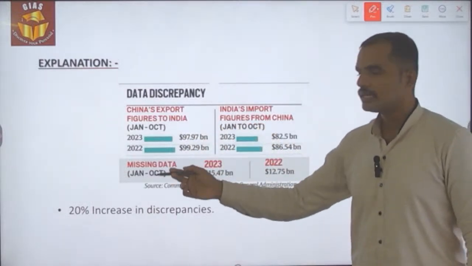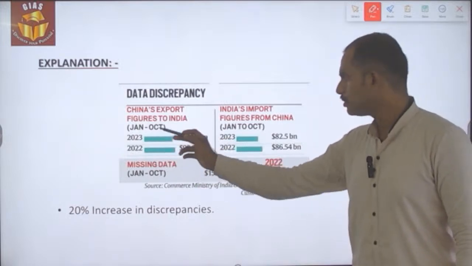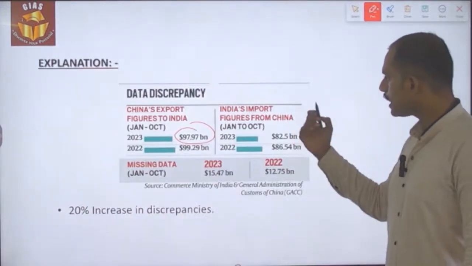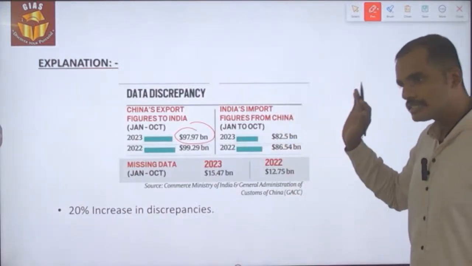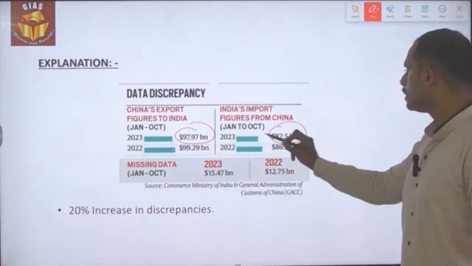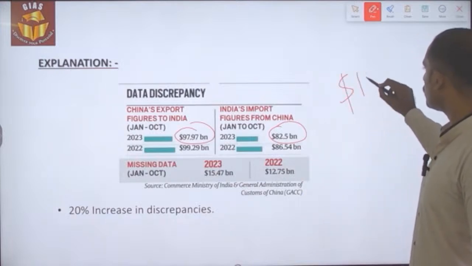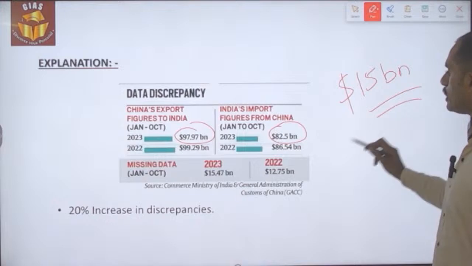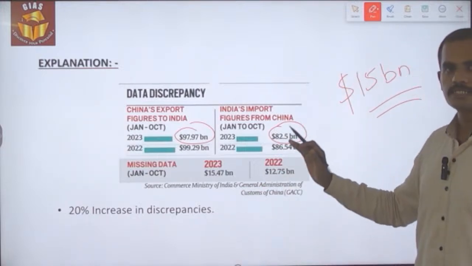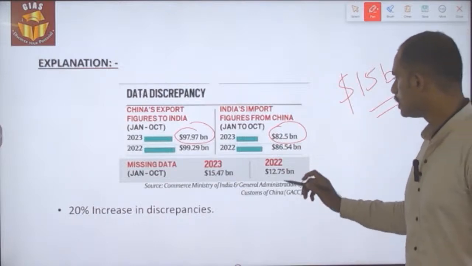See, this is the data of China's export figure to India, where you can see that during the 2023 January to October period it is $97.97 billion. But in the case of the import from China during the same period, according to the data officially announced by India, it is $82.5 billion. So we can see that there is some $15 billion discrepancy, that is about 20%. This discrepancy is a 20% rise over the previous year's discrepancy, that is $12 billion.